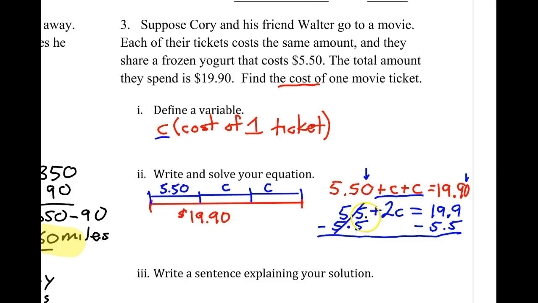So right now we're taking off, well, how much do the two tickets cost? 2C, that's the cost of 2 tickets. We're taking off the cost of the frozen yogurt right now. So $19.90 minus 5.50 will give us 14.4. So the cost of 2 tickets is $14.40. So the cost of 1 ticket, divide both sides by 2, cost of 1 ticket, $7.20.